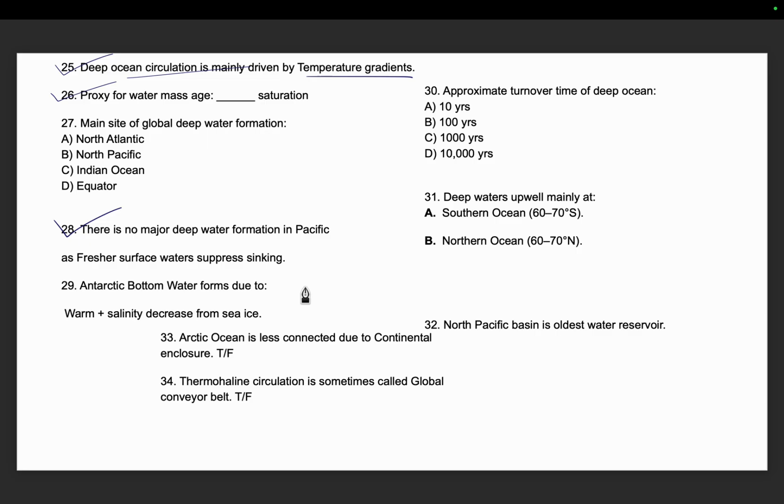Question 27. The main site of global deep water formation is North Atlantic, North Pacific, Indian Ocean, or Equator. The main site of global deep water formation is the North Atlantic.